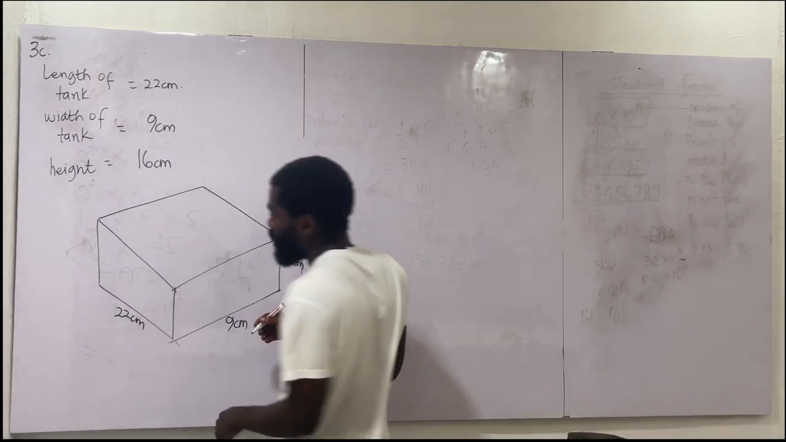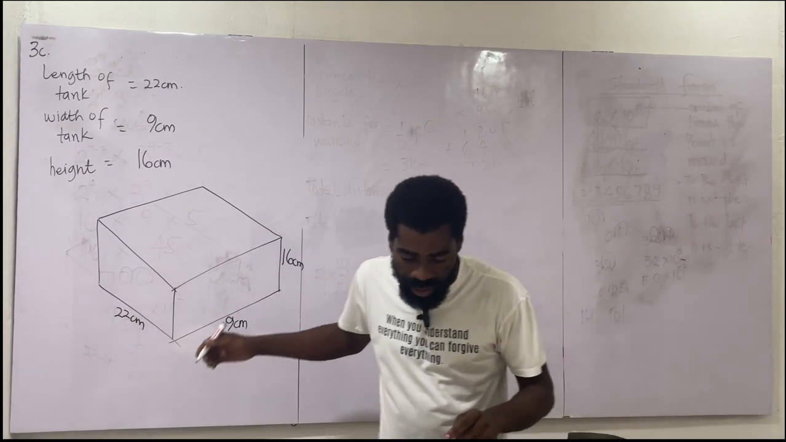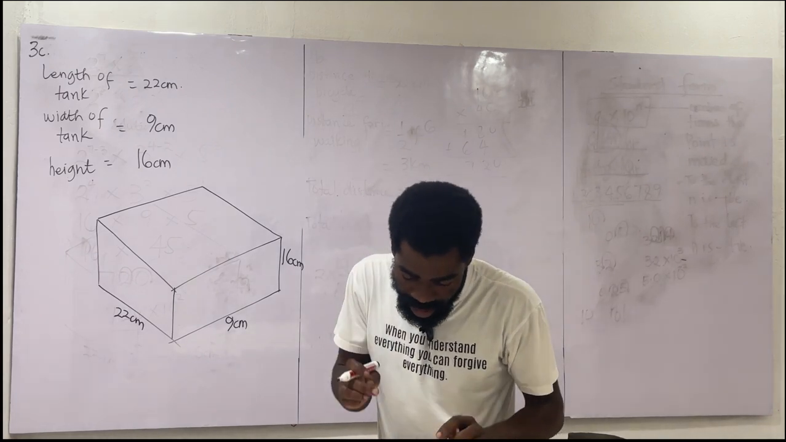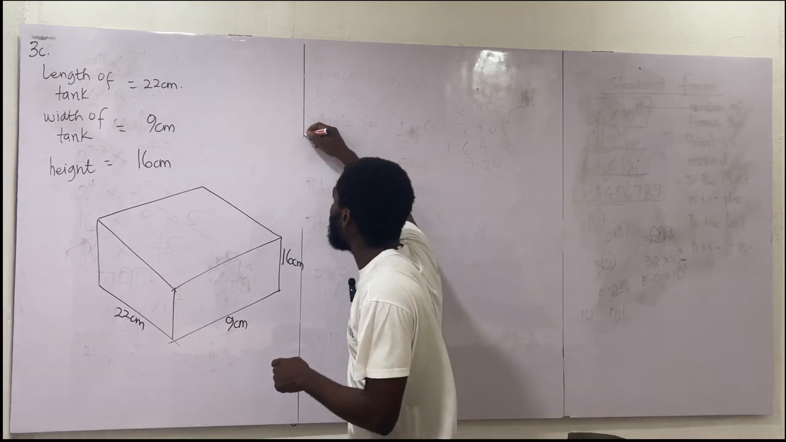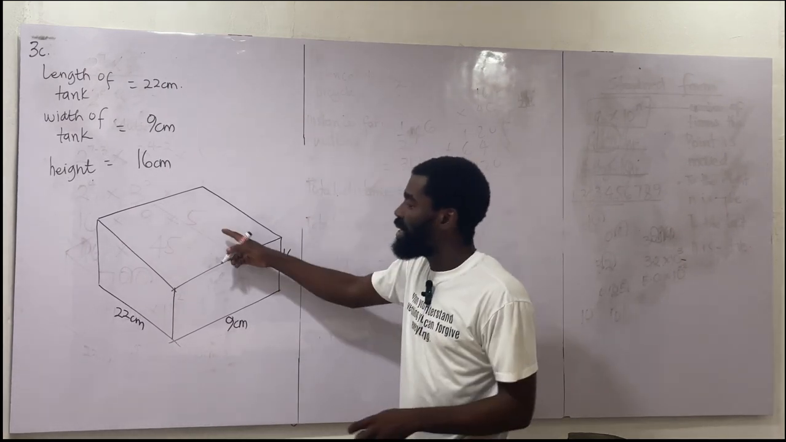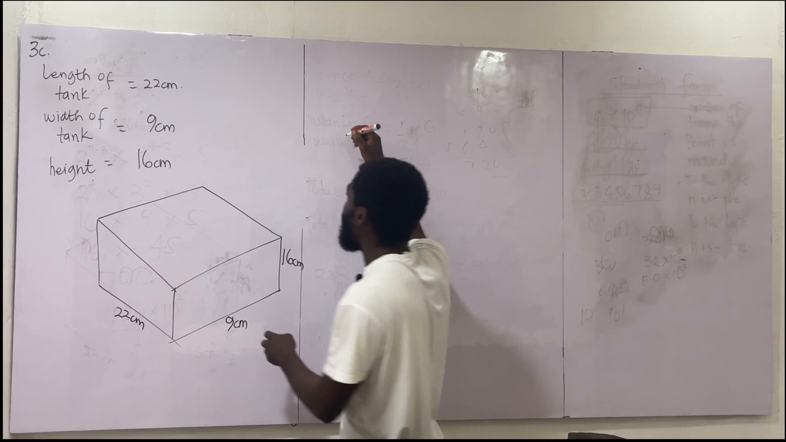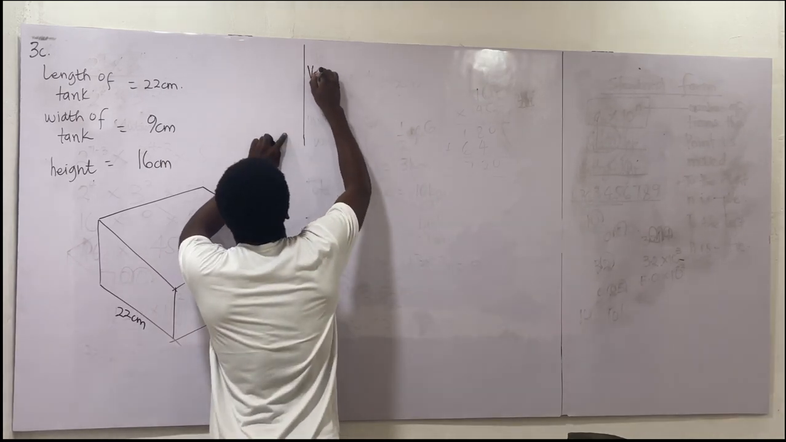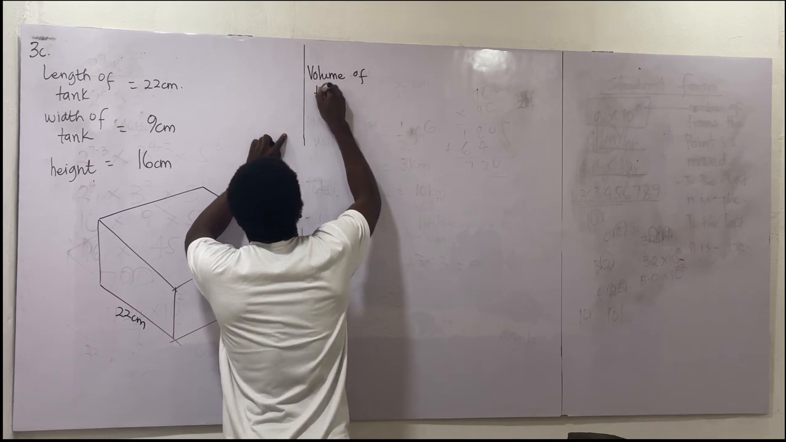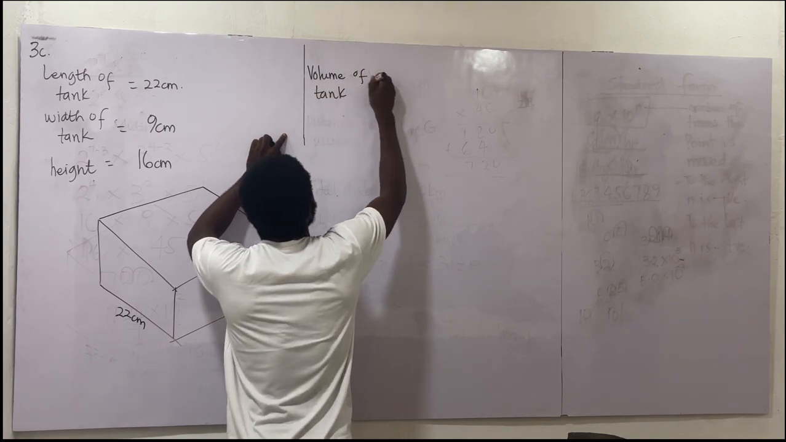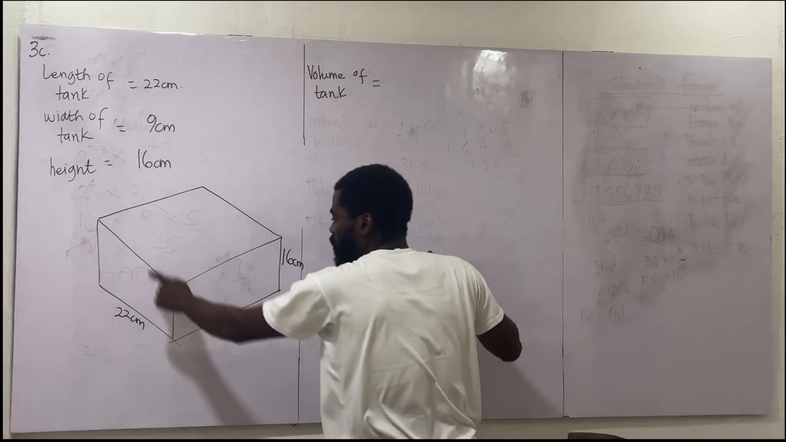Now, I said this tank is filled with what? Water. The question says that the tank is filled with water, meaning that we should find the volume. What is the volume of water in the tank? Now, volume of tank, because the tank is a rectangular object.